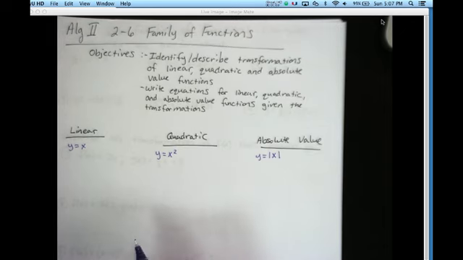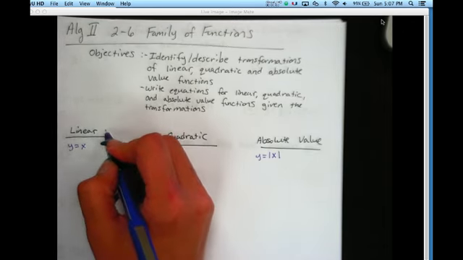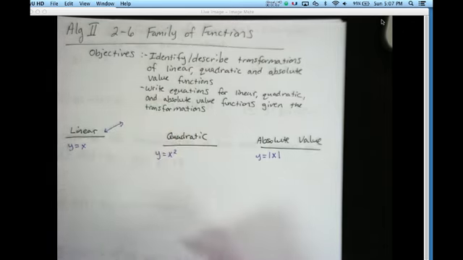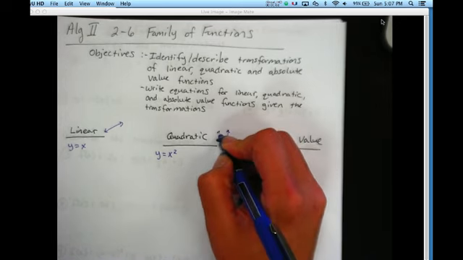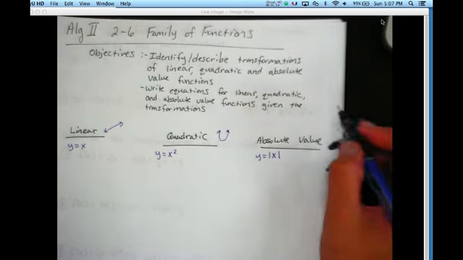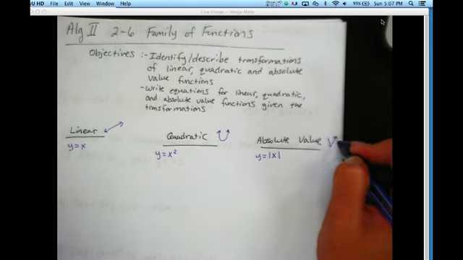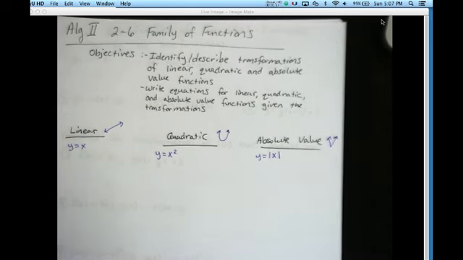Just to review, remember a linear equation is a line. A quadratic equation is a U, or a parabola. And then the absolute value is a V shape. So the transformations from the previous section we talked about were reflections, vertical and horizontal translations, so when you move something up and down or to the left and right, and then a stretch or a compression.